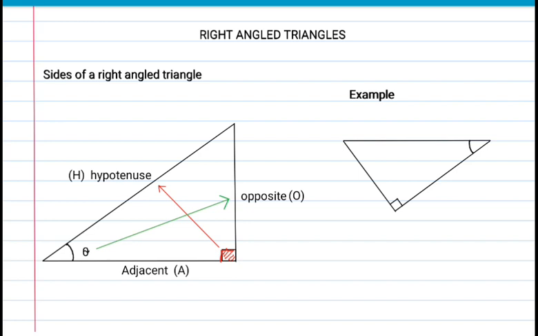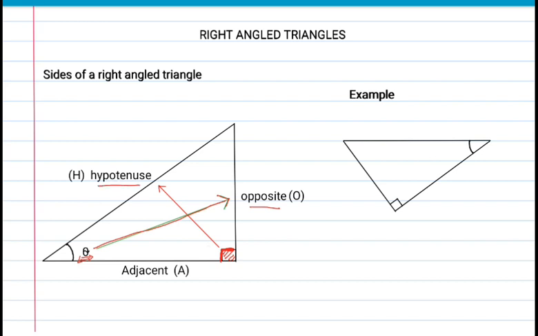For the sides of the right-angled triangle, you firstly take note of the angle which you're given. This angle is our focal angle, the angle which is going to determine the sides. Whatever is opposite to the angle, we call the opposite. And that which is opposite the right angle or the 90-degree is called the hypotenuse.